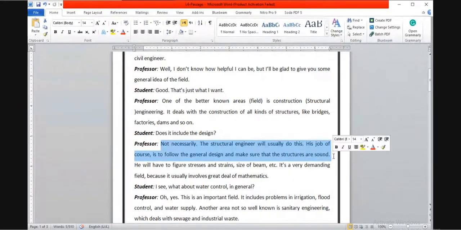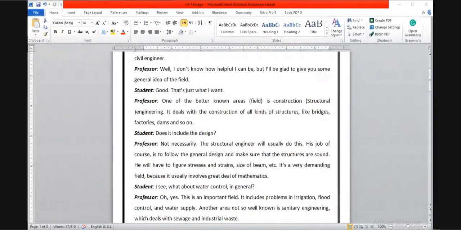So let's ask someone to read what the professor says. Okay, we have Wijdan. Class A. Okay, Wijdan, could you please read what the professor says to the student?